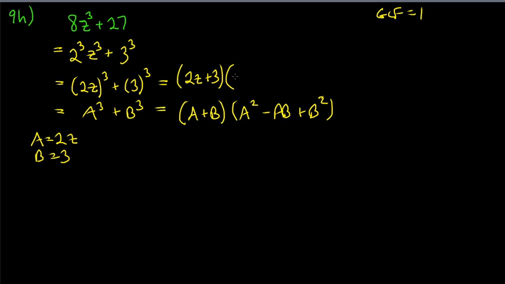So A squared, 2z times 2z, is 4z squared, minus A times B. A times B is 2z times 3, so 6z, and then plus B squared. Well, B is 3, so 3 squared is 9. And so that's our answer.